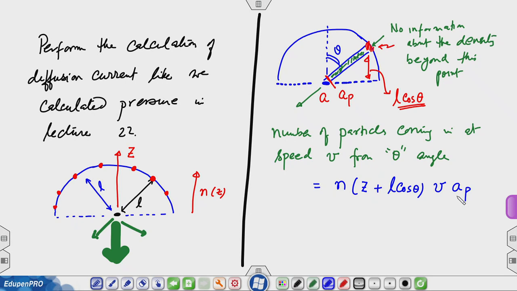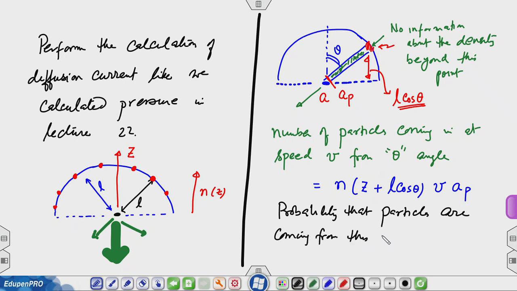Now, just like in the previous calculation, the probability that particles are coming from this direction is going to be d omega over 4 pi. This we have discussed in the previous lecture, so I'm not going to do it again. So, with this probability, these particles are going to come in.